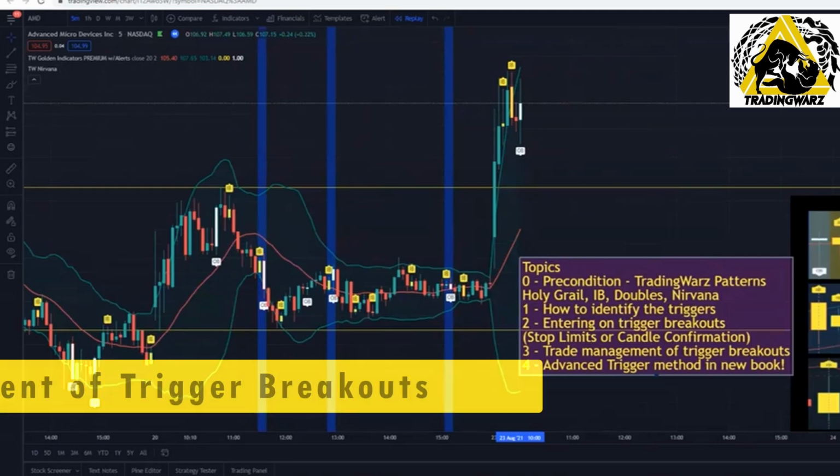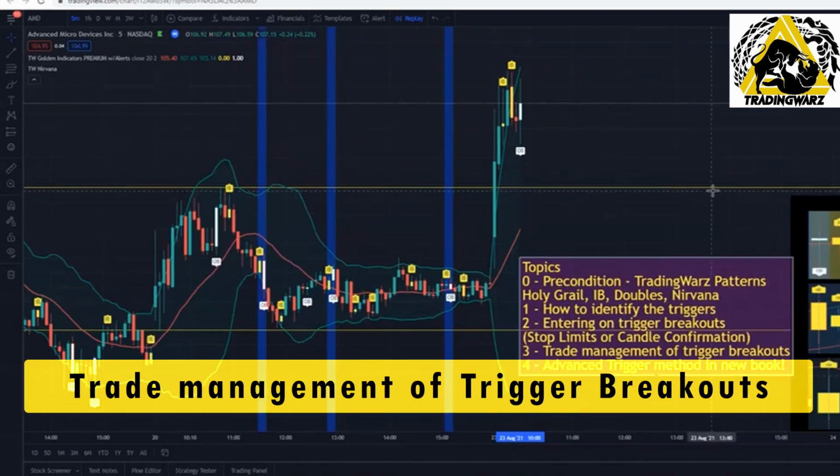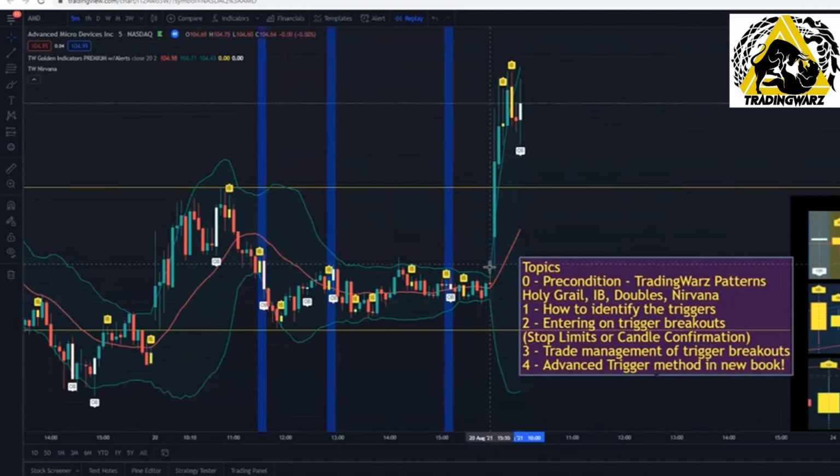And that takes me to the next topic here. How do you actually manage a trade? Once we break above that level, guys, you can put your stop loss below the low of that entry candle, the candle that took you in. Once you start scaling out, get your stop loss to break even.